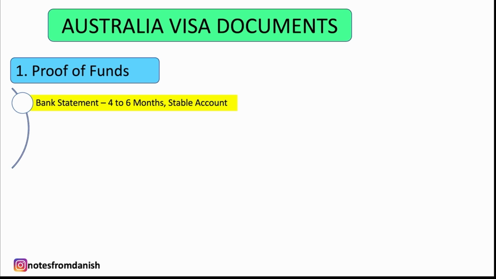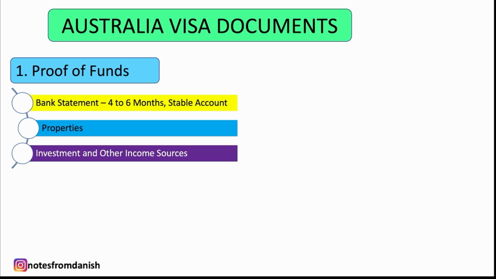As a part of proof of funds, you can also upload property-related documents. You can also upload documents for any investment or any other income source if you have them, as a part of proof of funds. For example, any investment in shares or provident fund, you can upload those documents as well.